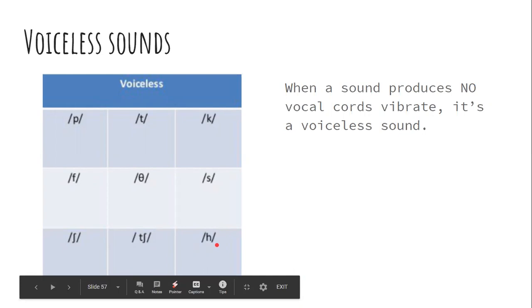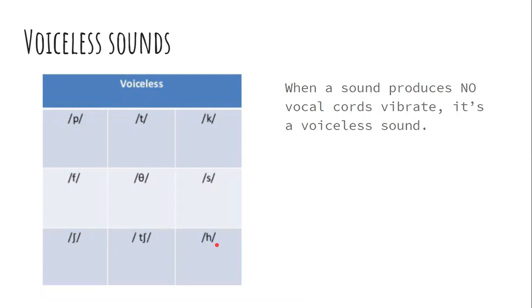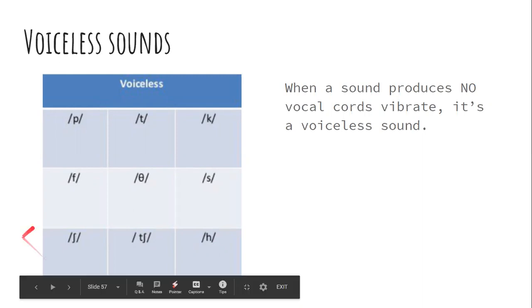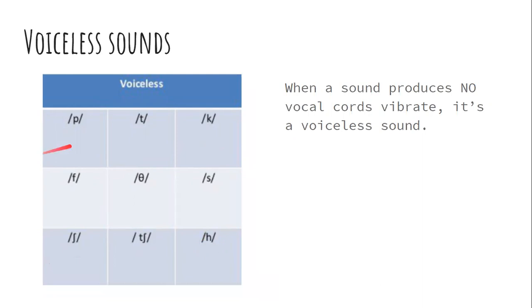Nothing. Okay, so there's no vibration, and that's a voiceless or unvoiced sound. So we have 1, 2, 3, 4, 5, 6, 7, 8, 9, 10. So we have, in this case, nine unvoiced sounds. So why is this important? Because it's going to help us to choose the following things.